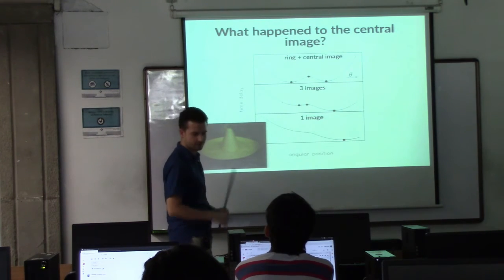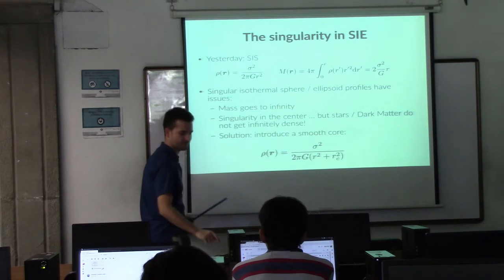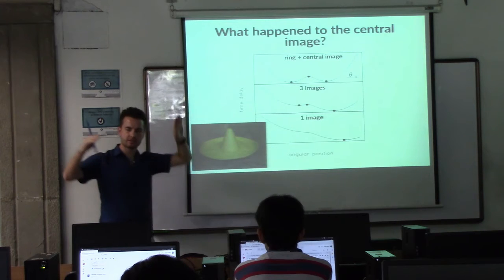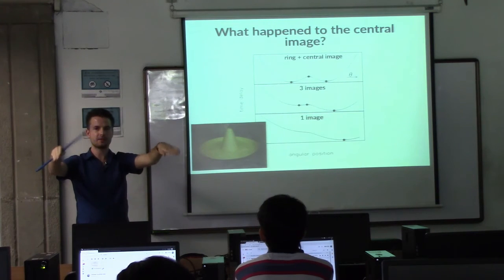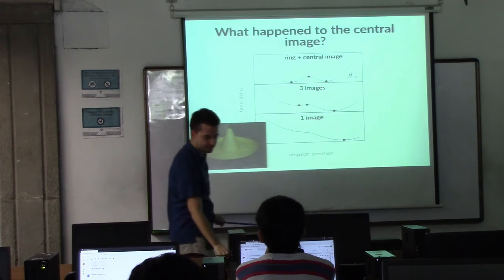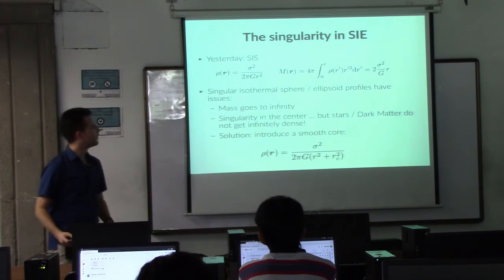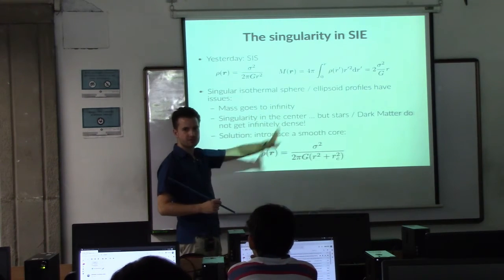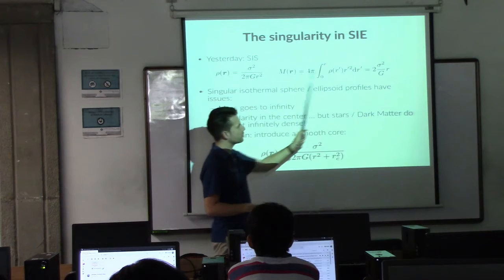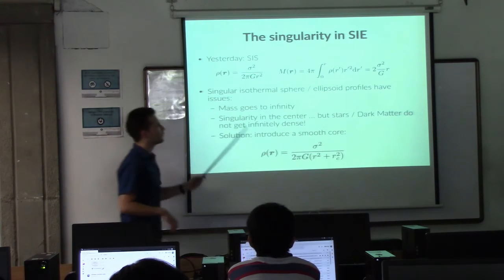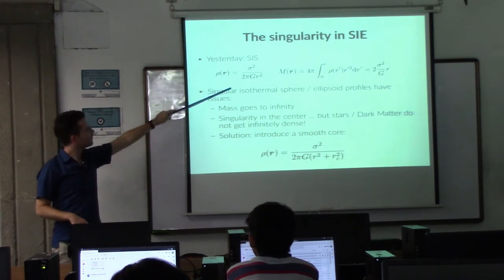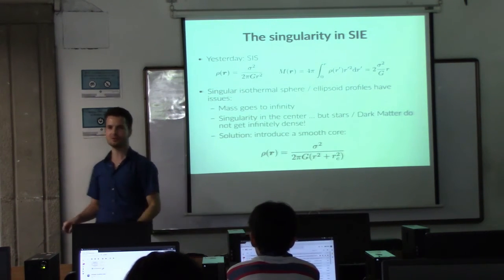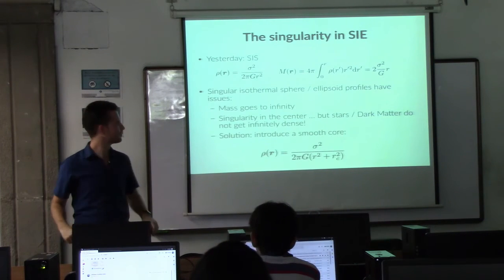Okay, let me actually take it this way. Think about the Mexican hat. I was mentioning yesterday that it's an approximation of the time delay surface. And the problem with a single isothermal sphere or ellipsoid is that as you increase your radius, your mass goes to infinity. But the other problem happens in the very center, because your density is proportional to 1 over r squared. So if you set r to 0, your density goes to infinity.